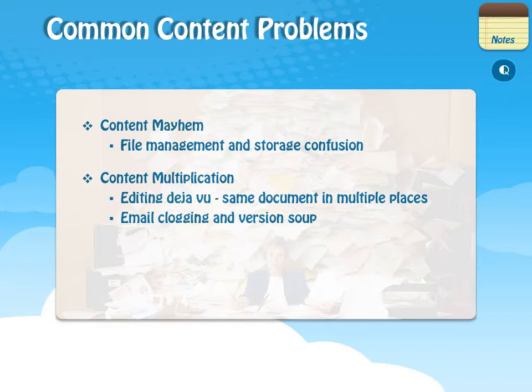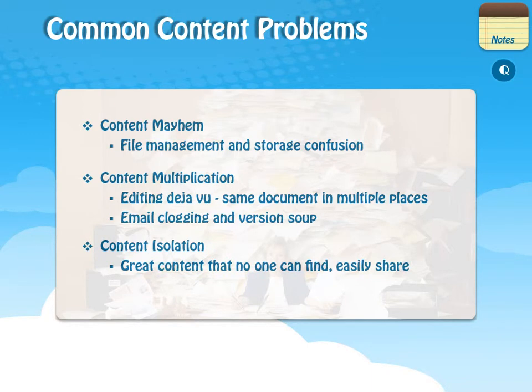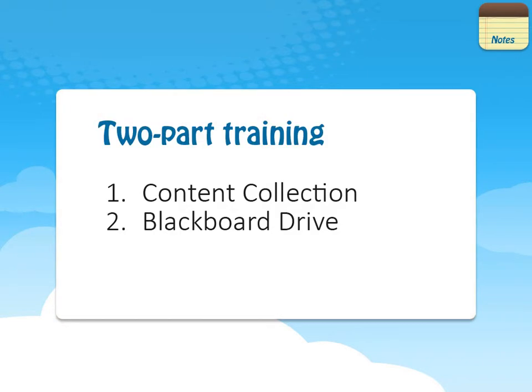For each duplication, there is a workload duplication. Sending files by email results in email clogging and version soup, that is, having several versions of the same document floating around. And then content isolation, having great content that no one can find or easily share. This training will consist of two parts, the first being Blackboard content collection, and then we will explore Blackboard Drive.